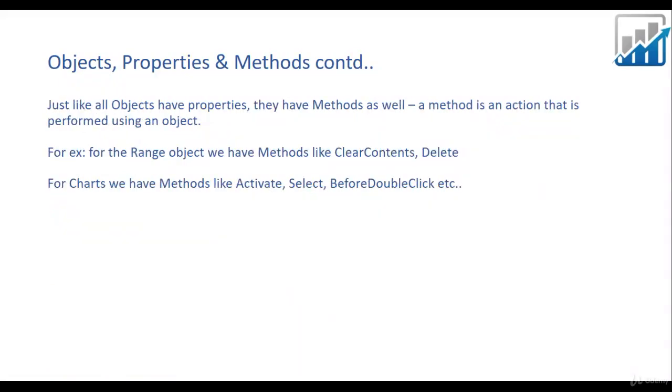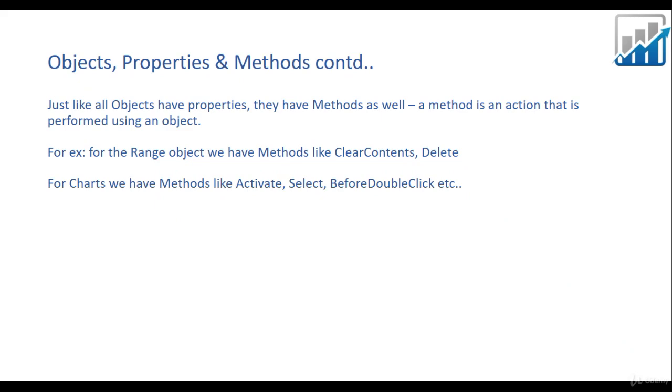Now, just like all objects have properties, they have methods as well. A method is an action that is performed using an object. If I take a weird example, so think of a car wiper. One of the actions is that it wipes the water off the windscreen. So that is a method. So for range, we've got methods like clear contents, delete. For charts, we've got methods like activate, select, before double click, etc.